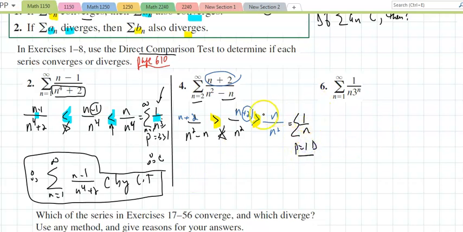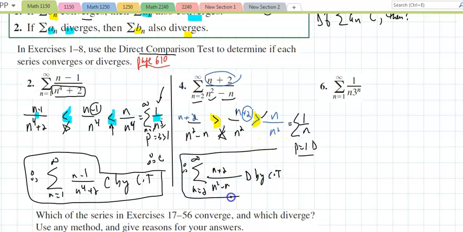Now, I've shown that this is smaller than this. Therefore, the series n equals 2 to infinity of n plus 2 divided by n squared minus n diverges by the comparison test. So anytime you say converges, you have to say by what? Anytime you say diverges, you have to say by what?